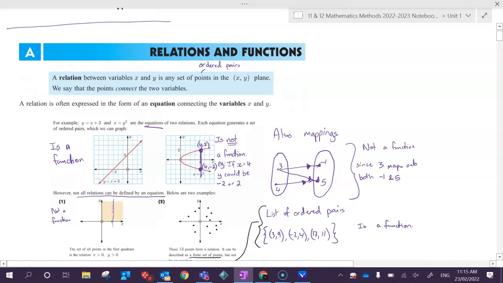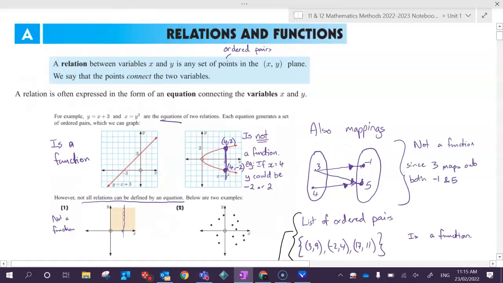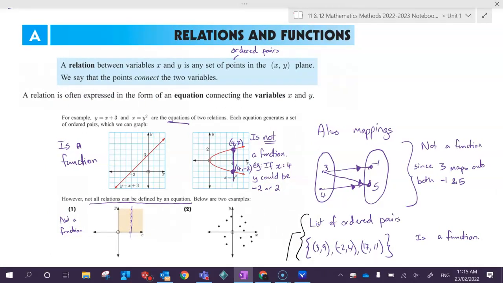A reminder of what a relation is. A relation is a set of points in a plane, or a set of ordered pairs. Numbers that go together in a pair, and there's an order. The first one we usually think of with a relation as an input value. The second one, the value that comes out of the relation, an output value.